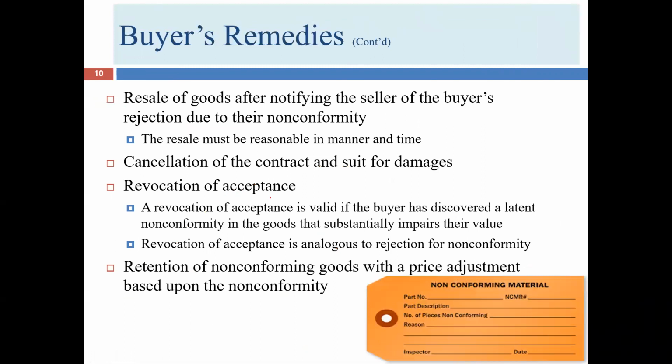And then revocation of acceptance. Maybe there's a latent defect in the item. We accepted initially, we're the buyer, we accepted initially because we thought the items conformed, but after a closer inspection or the use of it, we recognize, no, these really don't conform. And so that can be revocation of acceptance when the initial acceptance was a reasonable action, similar to rejection, initial rejection for nonconformity.